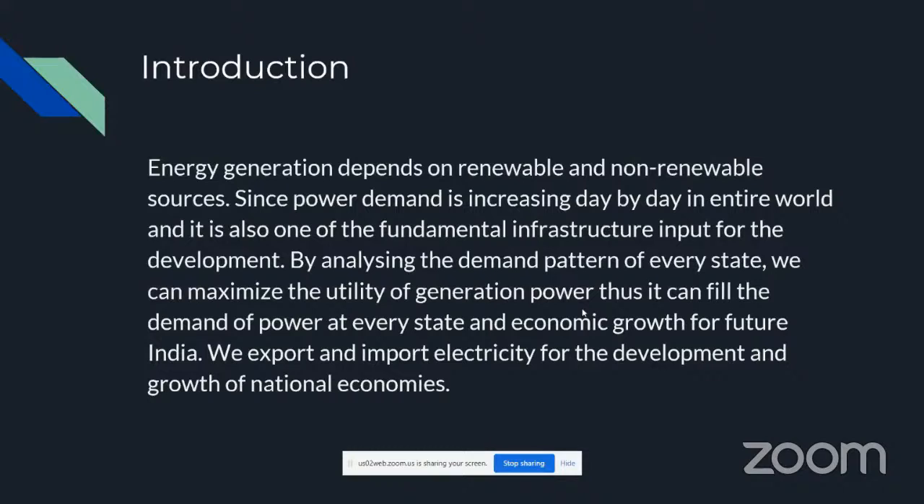What we are doing in geographical research is analyzing the power demand data of every state of India with respect to their population, their GDP, and their per capita power consumption. After analyzing the power demand data, we can easily distribute the power to different sectors, like industrial, domestic, agriculture, and commercial, and also work to fulfill their power demand. It will help manage the distribution system and also improve the growth of the national economy.